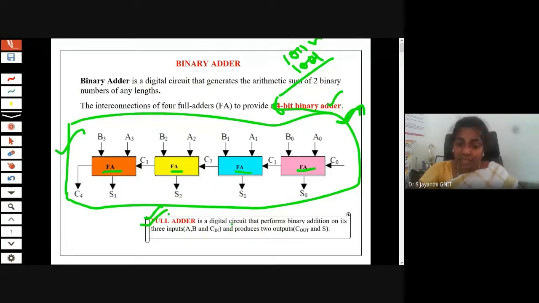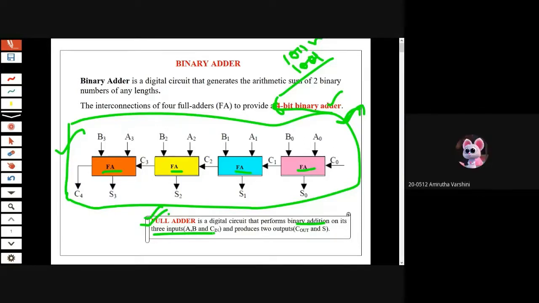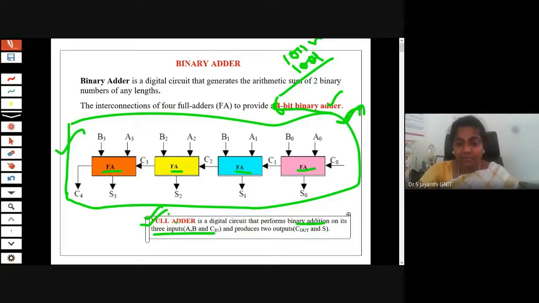A full adder is a circuit that performs binary addition on its 3 inputs. How many inputs does a full adder take? 3. Very good. Here you see A and B. These are normal bit values, that is the augend and addend. Augend means the first number. Addend means the second number.